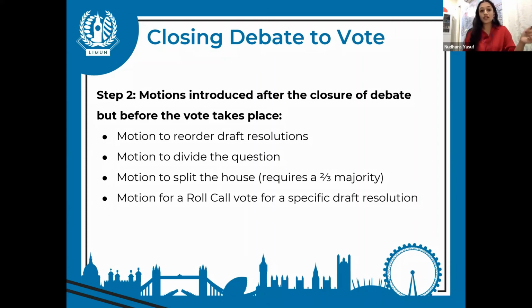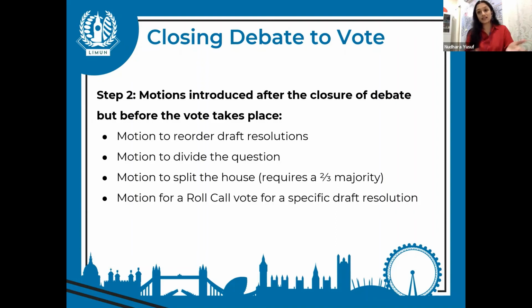The other motion is to split the House, and this requires a 2/3 majority. This means that everyone, apart from the observers, are required to vote. So there's no abstentions in this case. So everyone would be required to vote on the motion. It's specifically useful for when it's a very close call, and it would be difficult to reach the 2/3 majority unless everyone voted. And then you have a motion for a roll call vote for a specific draft resolution. In this case, you would vote through roll call, so you would see which countries are voting for what, and it would go in a specific order.